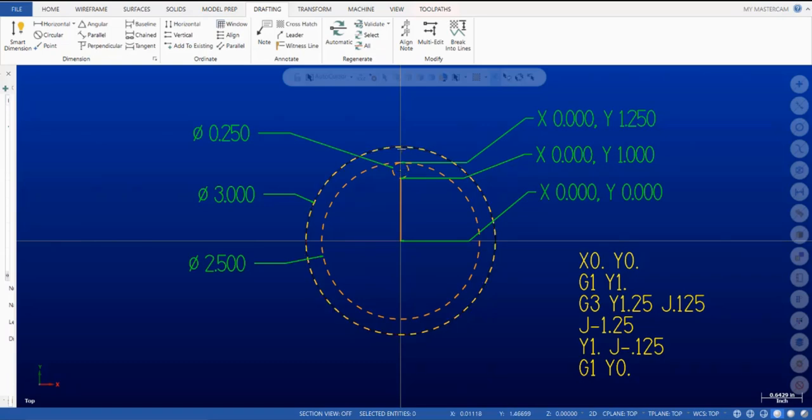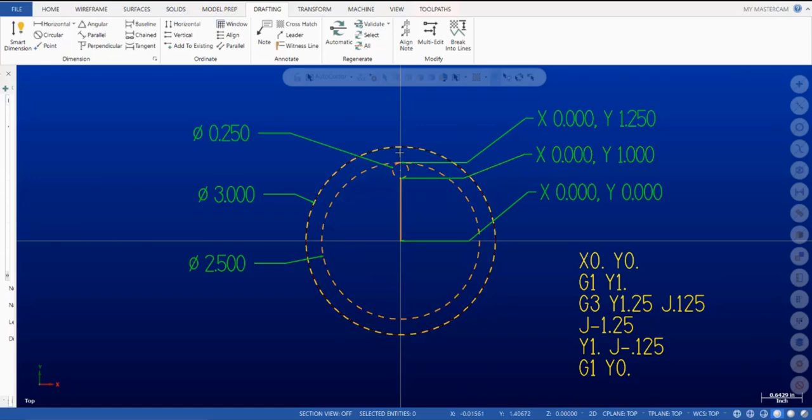Then all we have to do to make a complete circle is call a J minus 1.250. And what does that mean? We are still in a G3 mode. Remember, that stays modal, so we don't have to call it again. So actually it says do a G3, do a counterclockwise arc. The center of that arc from where you're starting is 1.250 in the minus direction. So it's that same X0, Y0 point that is actually the center of that radius. Okay? So it completes that move.